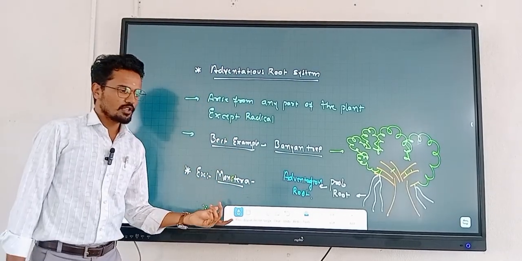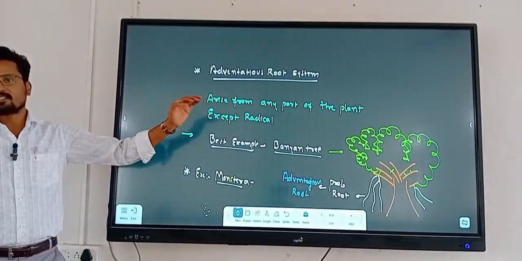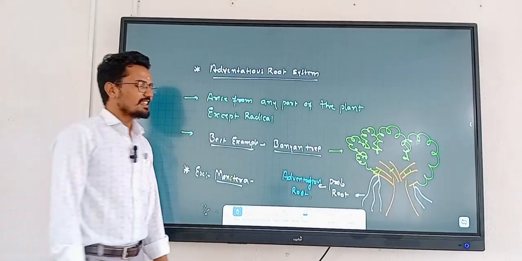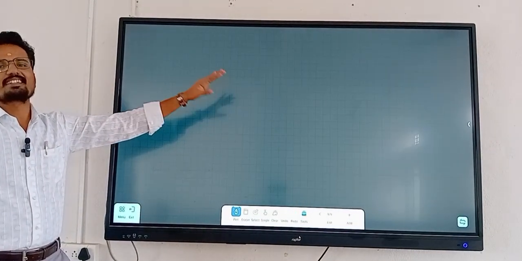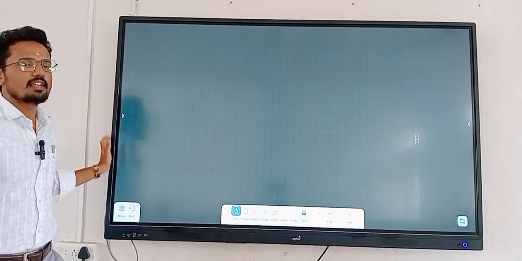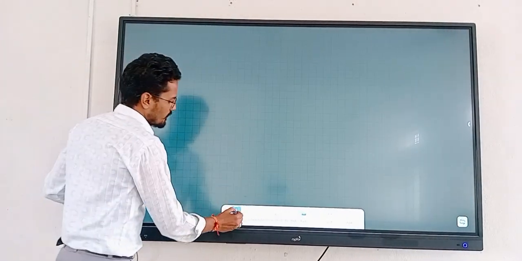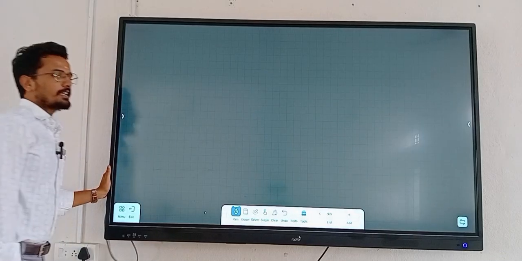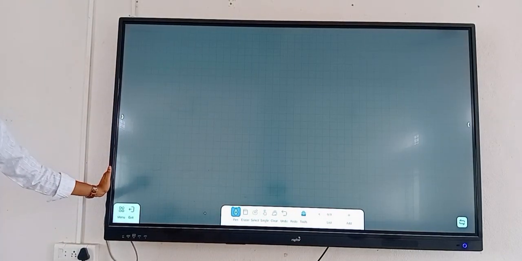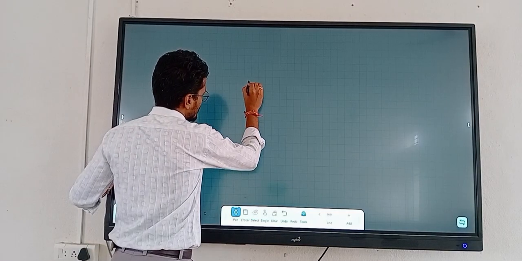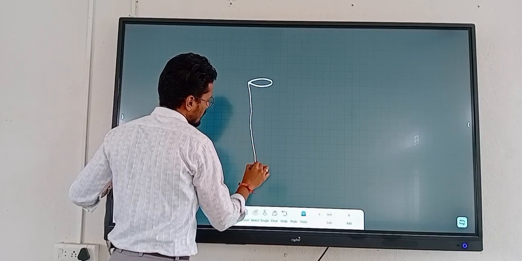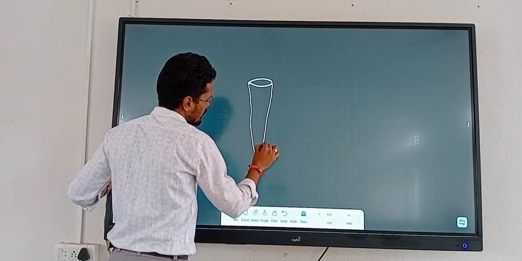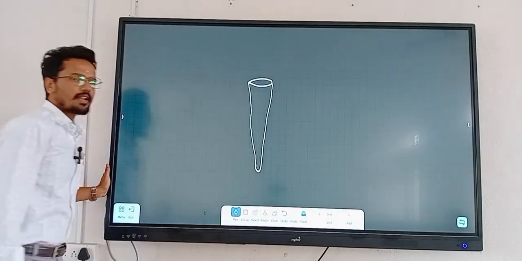Next, in your NCERT, we see the regions of the root, that is, the different parts or distribution of the root. First we'll draw one typical diagram of a root system to understand the different regions of a root. This is the main root, which we commonly call the primary root.